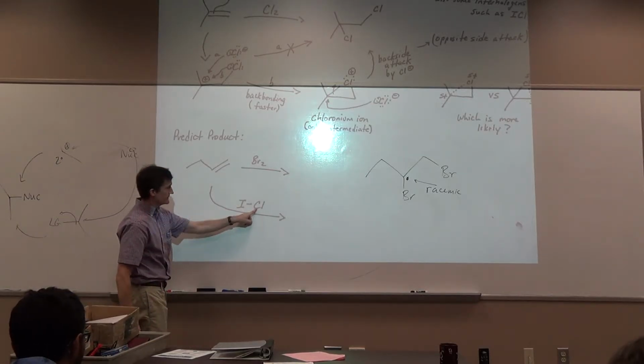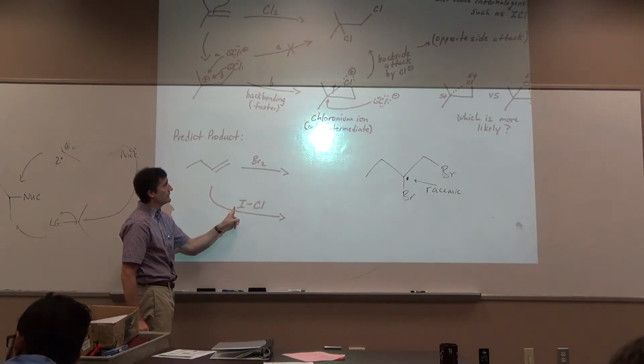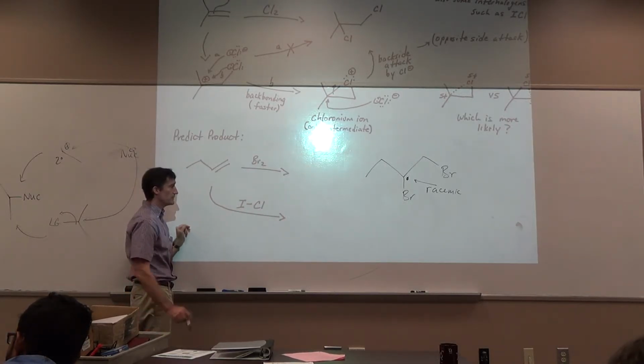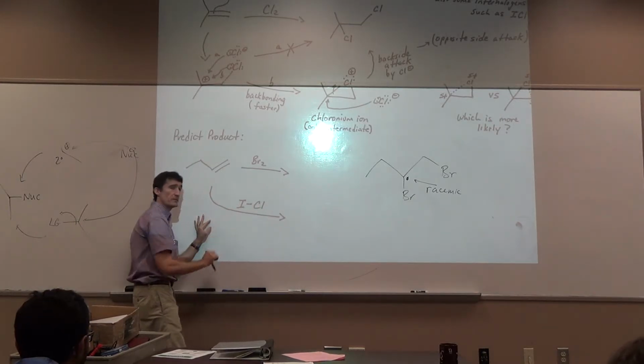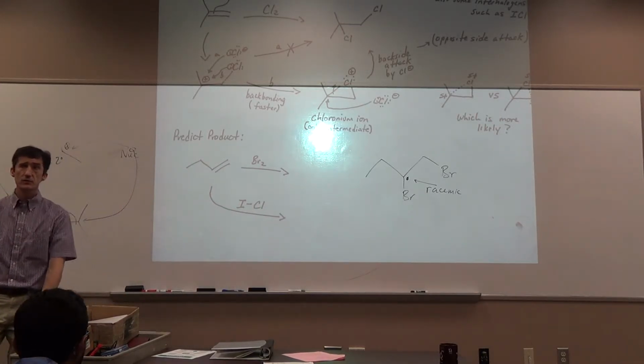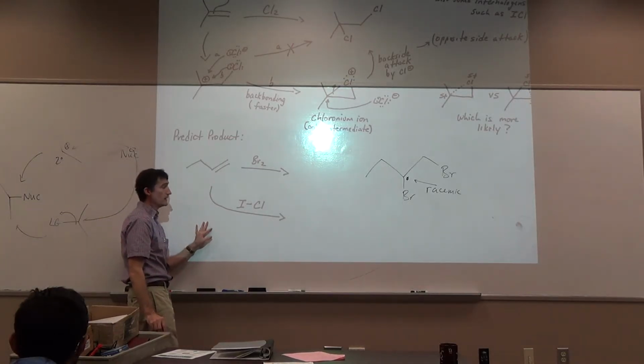Okay, what is this here? ICl. This is actually an interhalogen. Similar, but it's two different atoms. Now this actually has a formal dipole. Which atom here is electrophilic? The iodine or the chlorine? Not the chlorine.